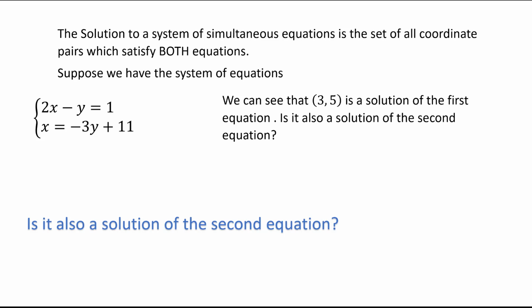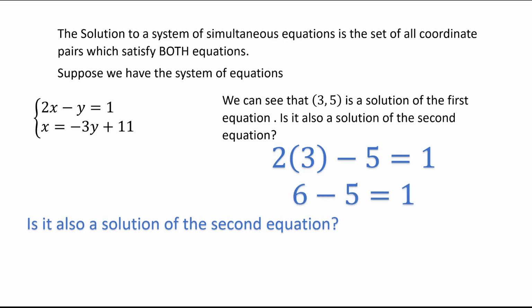All right, so for example, you could look at these equations and you can see that the point (3, 5) is a solution of the first equation, because if you put in 3 for x in that first equation and you put in 5 for y, you get 2 times 3 minus 5 equals 1, and 6 minus 5 does equal 1. So (3, 5), that point works in the first equation in this system.